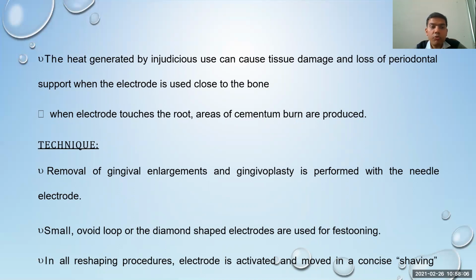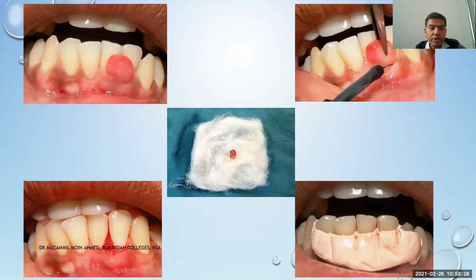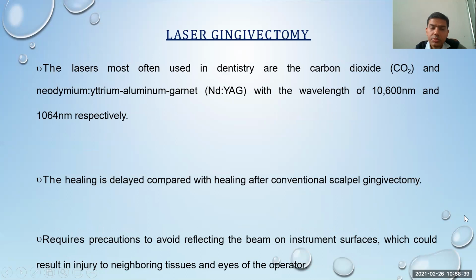The technique is removal of gingival enlargements, and gingivoplasty is performed with the needle electrode, and small ovoid loop or diamond-shaped electrodes are used for festooning the area. In all reshaping procedures, the electrode is activated and moved in a concise shaving stroke. You can see this being performed in this figure. In the second figure, we are using the needle electrode, and finally the pack has been placed.